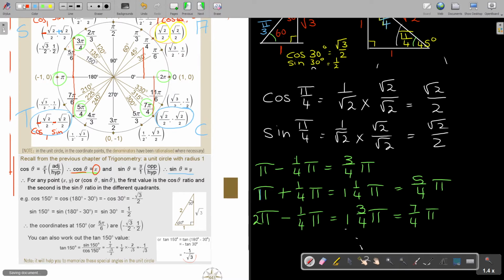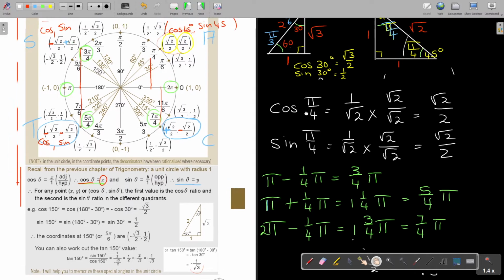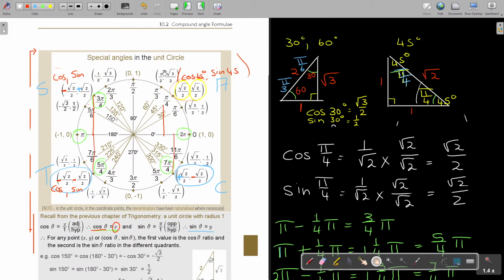But again, I have to think. In this quadrant, what is cos? Cos is going to be positive. And what is sin going to be? Negative. Did you see that? And you don't actually have to memorize everything. You can just memorize these 3. Remember, this is 30, 45, 60, or pi over 6, pi over 4, pi over 3. And then you just bring in the signs. This is exactly the same, just different signs.